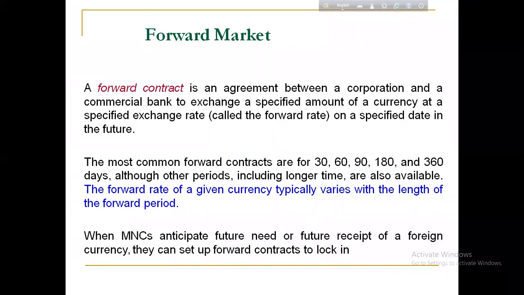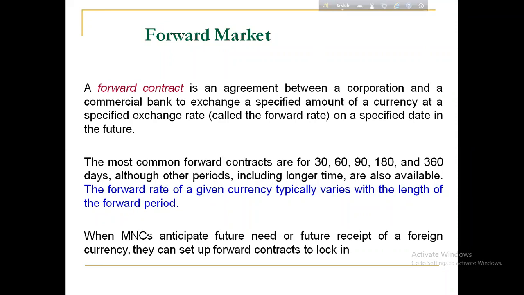A forward contract is an agreement between a corporation and a commercial bank to exchange a specified amount of currency at a specified exchange rate on a specified date in the future. So a forward contract means an agreement between a corporation and a commercial bank to exchange a specified amount of currency at a specified date. The common forward contracts are 30 days, 60 days, 90 days, 180 days, and 360 days.